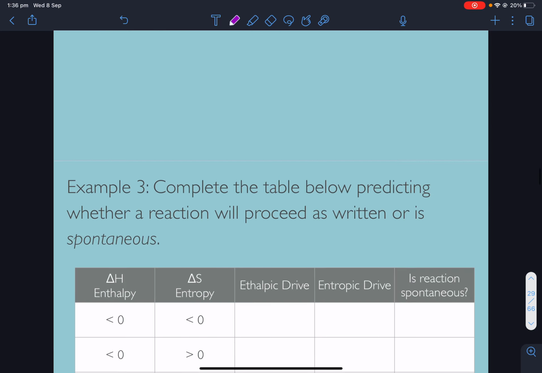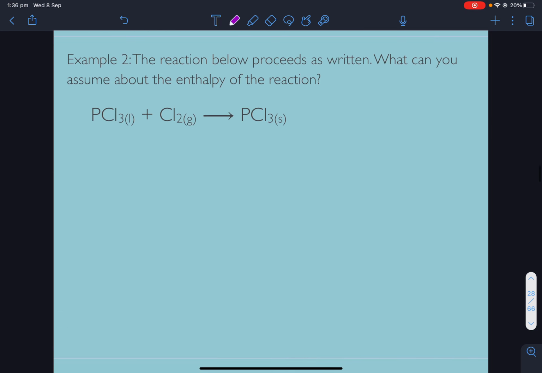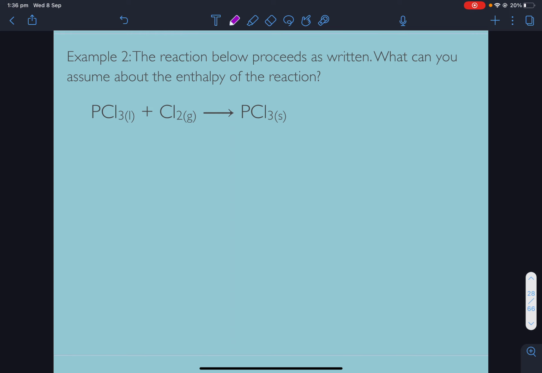Okay, we've got another example. Oh, we've got another couple of examples. The reaction below proceeds as written. Okay, what can you assume about the enthalpy of the reaction? This is a tough one, and I've seen this proceeds as written come up a couple of times. Okay, proceeds as written means it actually goes in this forward direction, and another word for that is spontaneous.